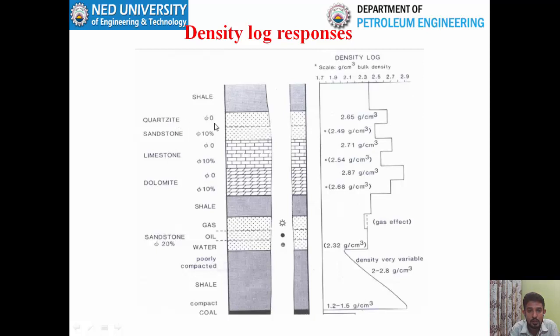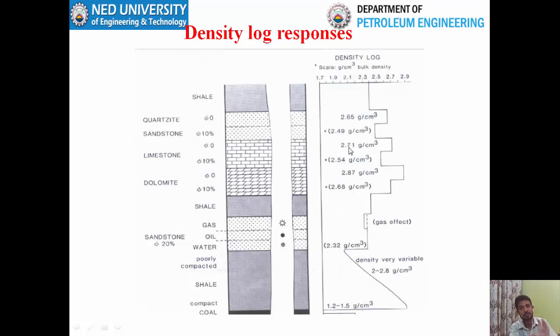The sandstone, 0% porous sandstone has a density of 2.65 gram per cc, but when the sandstone is 10% porous and contains water, the density decreases from 2.65 to 2.49. Again, these two are sandstone and based on the porosity and the fluid content, their density is decreasing. Similarly, limestone, 0% limestone has a density of 2.71 gram per centimeter cube, and 10% limestone filled with water has a density of 2.54 gram per cc.